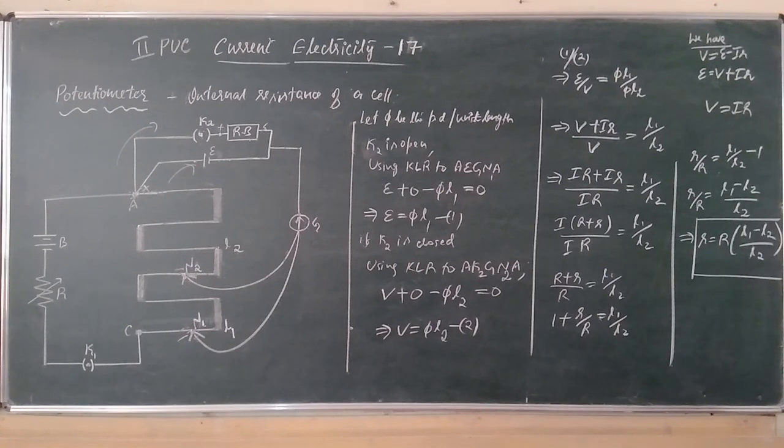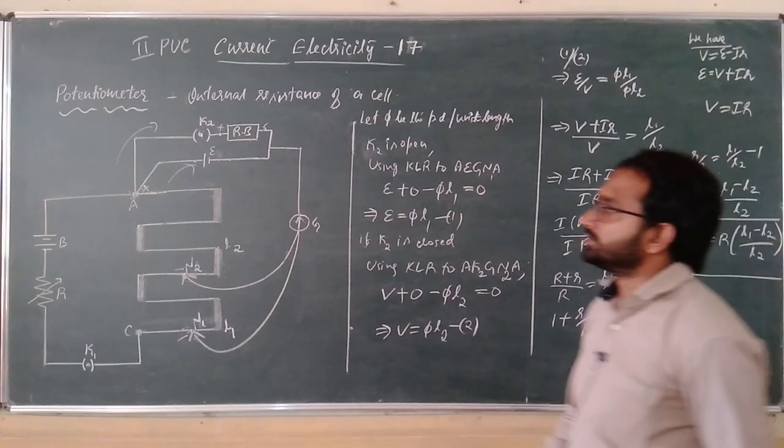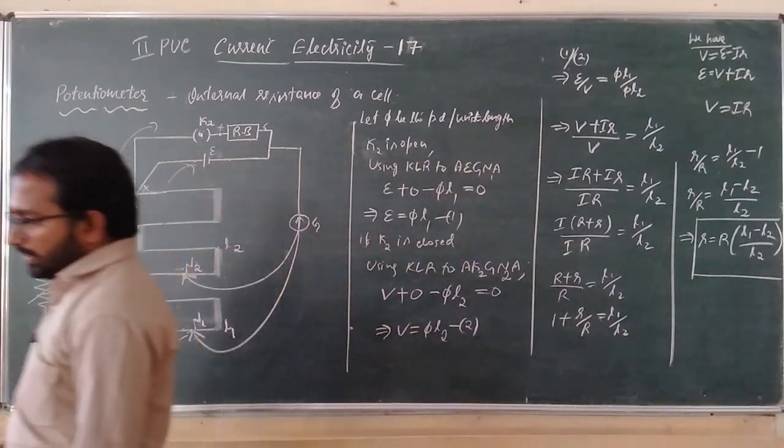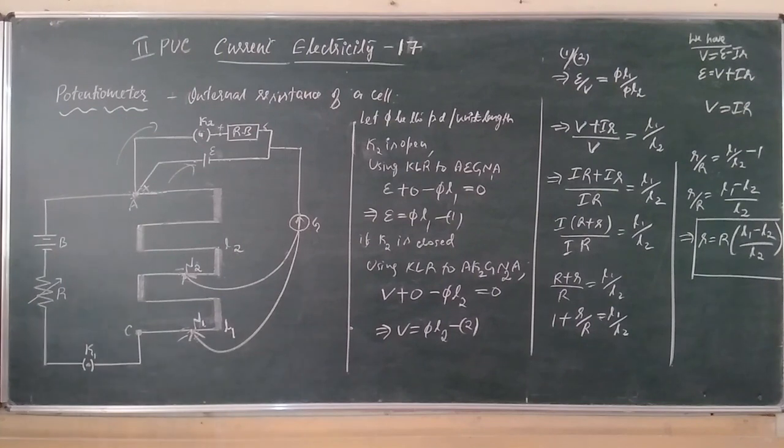So L1 minus L2 divided by L2. Using this equation you can find out the internal resistance of the cell. So that is about the potentiometer. Now, what are the advantages of using a potentiometer?